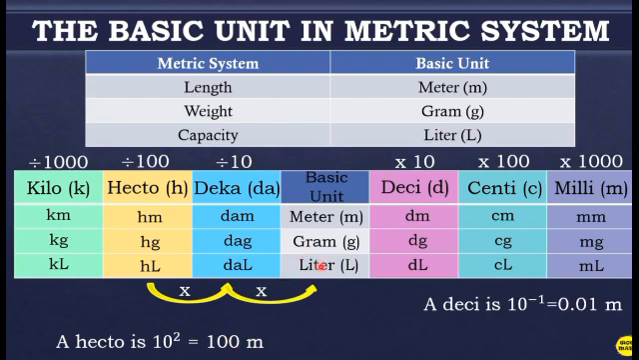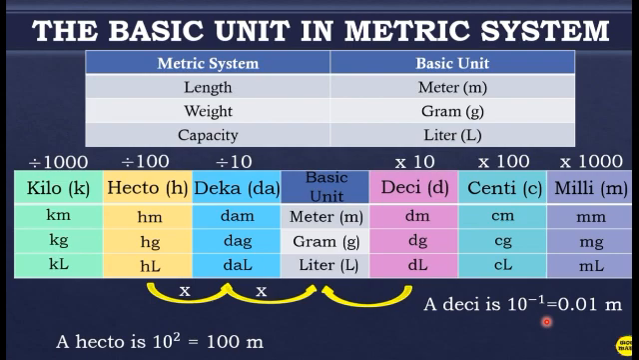Next, for example, a deci. A deci is negative 1. Why negative 1? If you are converting deci to meter, it is one move to the left. When moving to the left, we are dividing. So it is 10 raised to negative 1. Why negative? Because we move to the left. When moving to the right, the exponent is positive. When moving to the left, the exponent is negative. And this means divide. So your 1 deci becomes 0.01 meters.